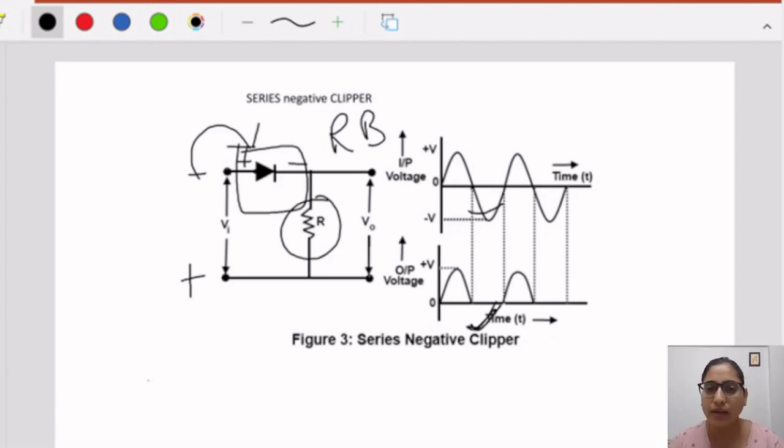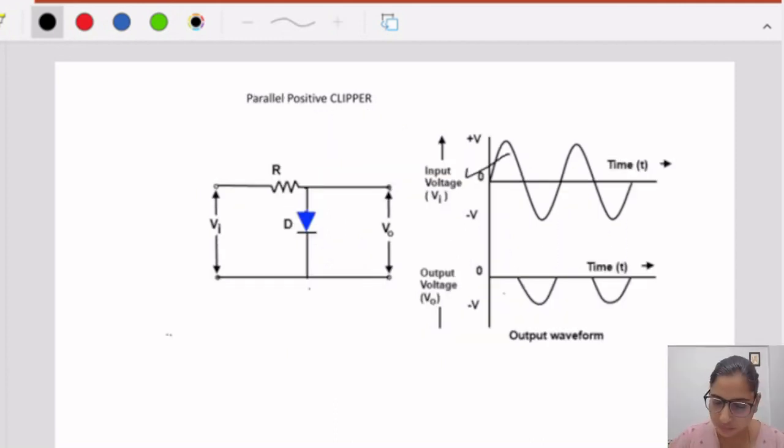So this is the basic circuitry of series positive and series negative clippers. Now we will discuss parallel clippers. Let us discuss the case of the positive parallel clipper. Now what is happening in a parallel circuit? In a parallel circuit, the resistor and diode are connected in parallel. Now what does a parallel system mean? A parallel system is simply a current dividing system.